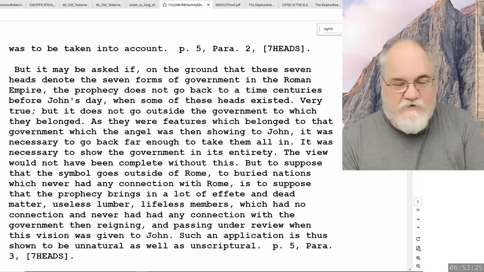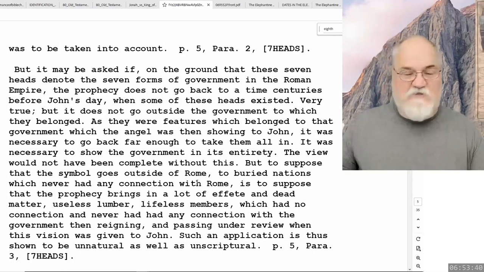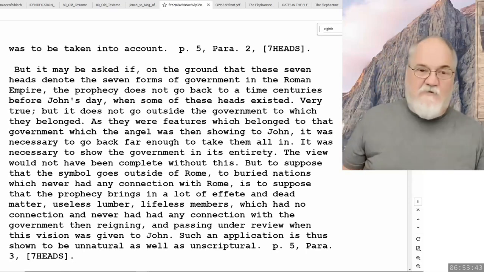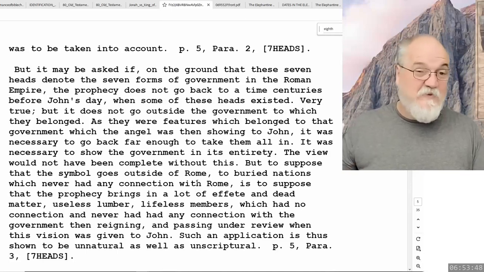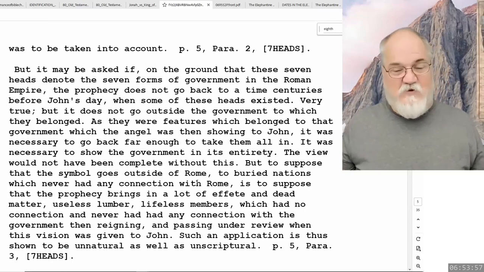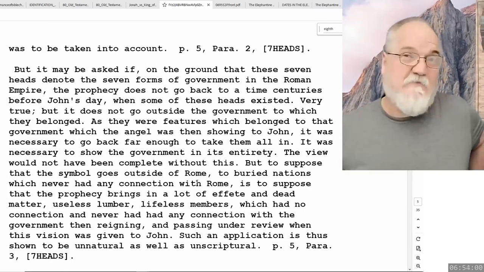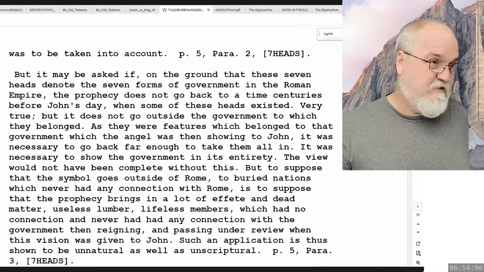So what do we think of this argument? So you see what the argument is, that this is pagan Rome, right? We know that this beast is pagan Rome. It's on the 1843 chart. It's pagan Rome, okay? And he's saying, well, we can't bring anything to this beast that's outside of pagan Rome. So to have its head be a kingdom that's outside of Rome would be unnatural as well as unscriptural. So what do we think of that argument? Is it a good argument?